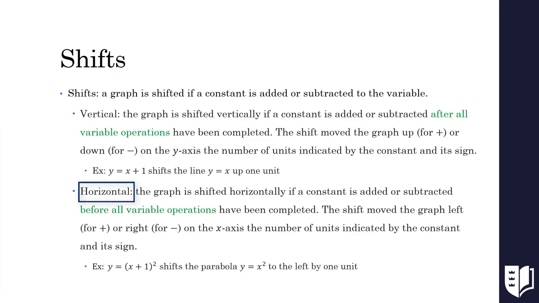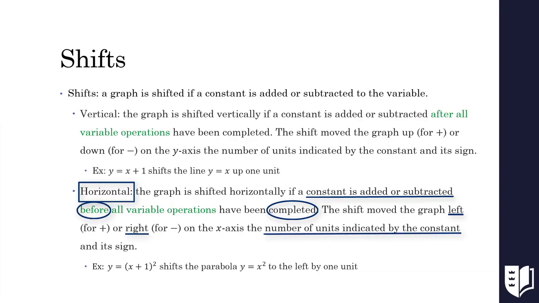Horizontal shifts occur when a constant is added or subtracted to our equation before all variable operations have been completed. These shifts move the graph the number of units represented left or right, depending on if the constant is added or subtracted. In the equation y equals (x plus 1) squared, 1 was added before we squared x, so our graph is shifted 1 unit to the left.